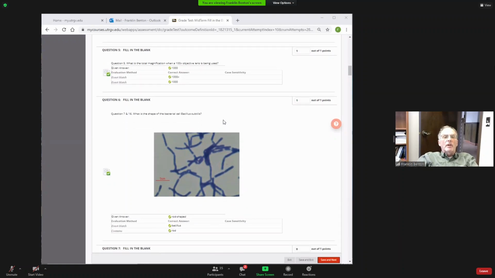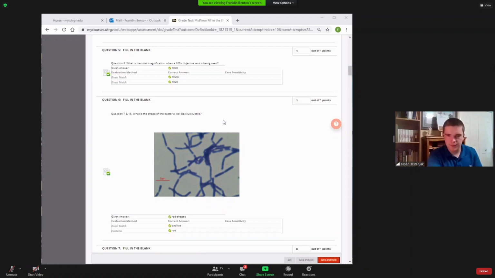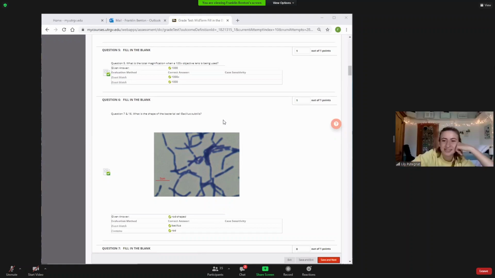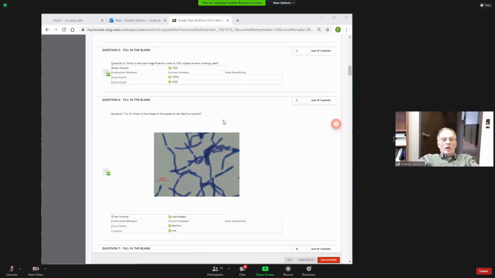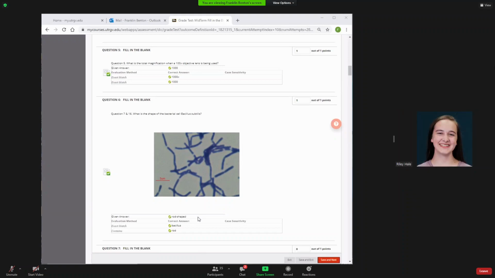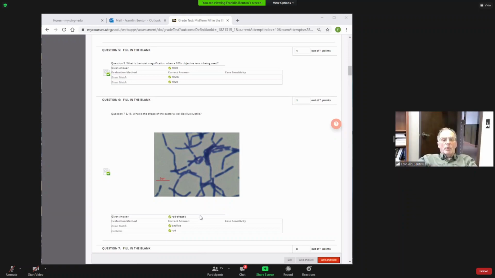What is the shape of the bacteria cell Bacillus subtilis? Oblong? Nope. Bacillus. Bacillus, or it could be rod-shaped, or a rod. I said bacilli because I thought that was like the singular form. I will go through and I will check that and count it correct.